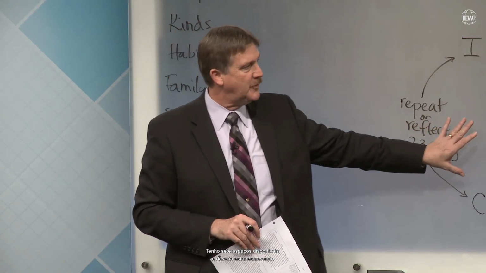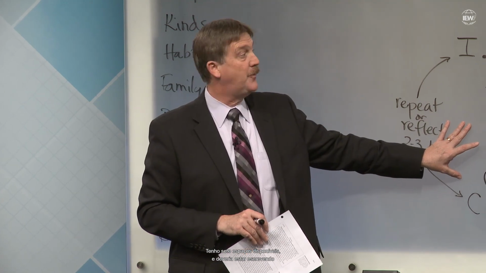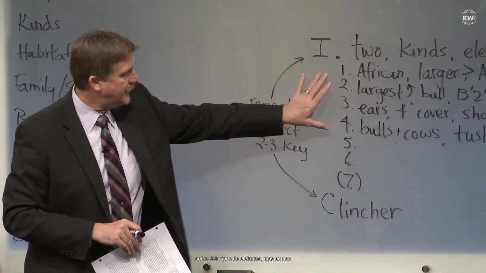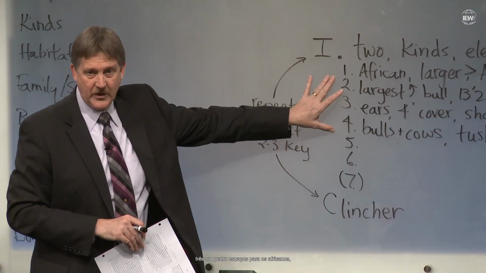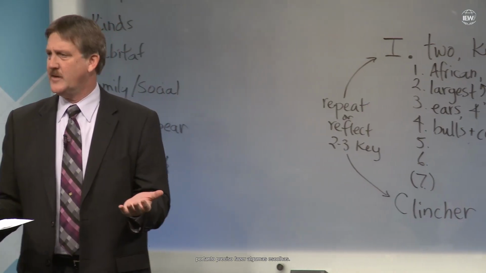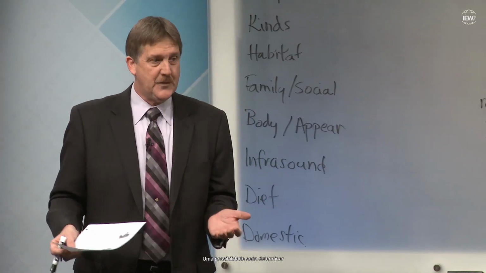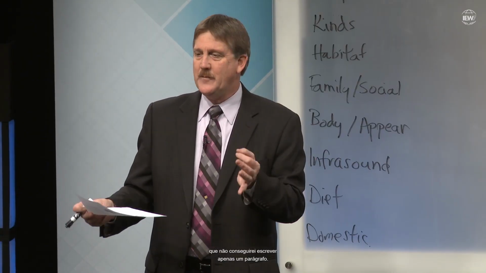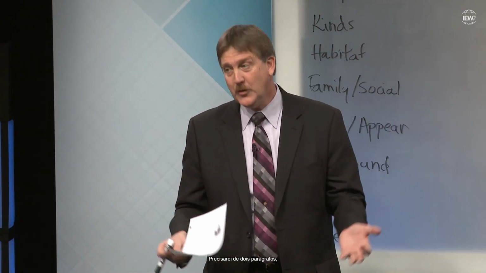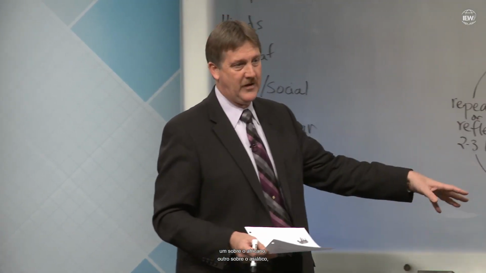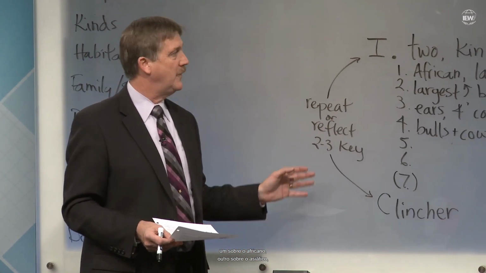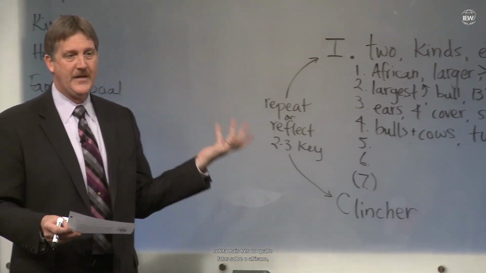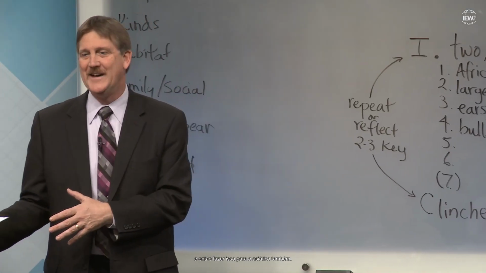I have 7 possible slots, and I'm supposed to be writing about the 2 kinds of elephants, but I've used 3 or 4 of them about the African. So now I have to make some choices. One possible option would be to determine that I cannot possibly write only 1 paragraph. I'm going to have to write 2 paragraphs, one about the African, one about the Asian. So I'm going to have to cross out that, move that up, collect 3 or 4 more facts about the African, and then go do that for the Asian too. Not likely.